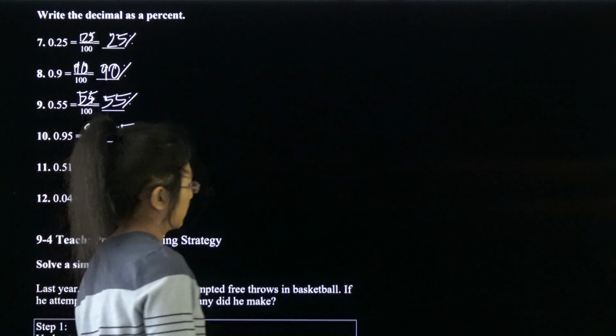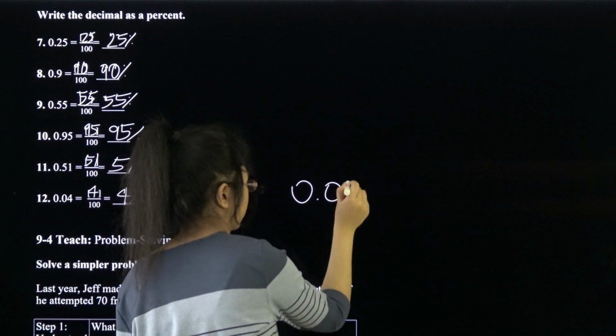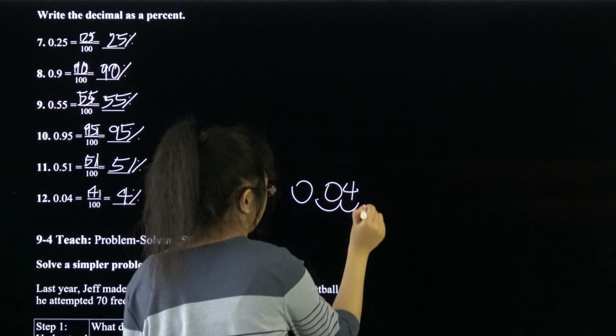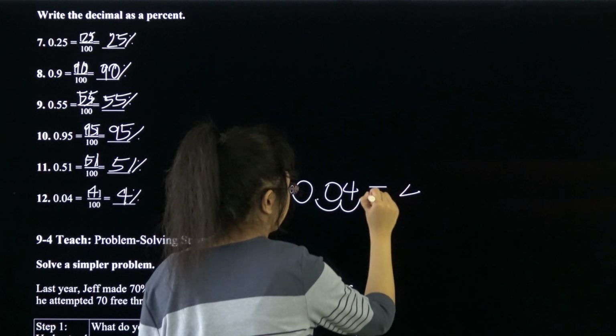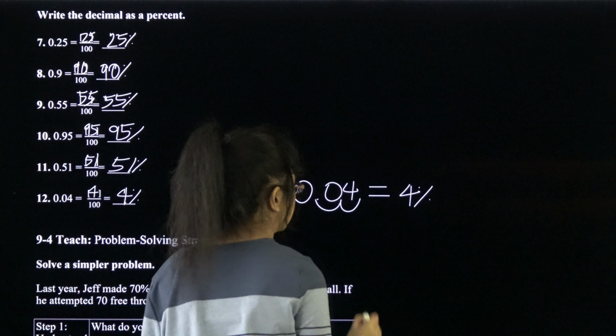As I said, for 0.04, you could just move the decimal place back 2, and then you get 4%.